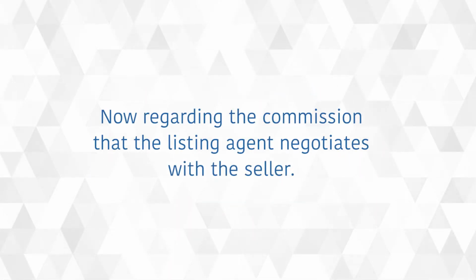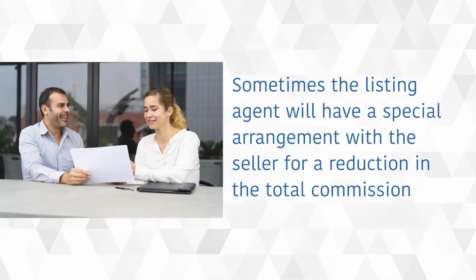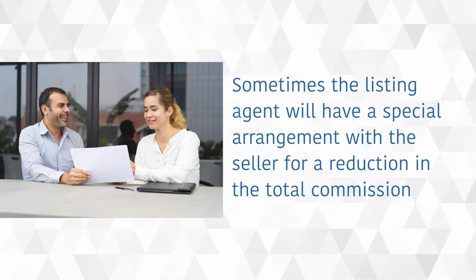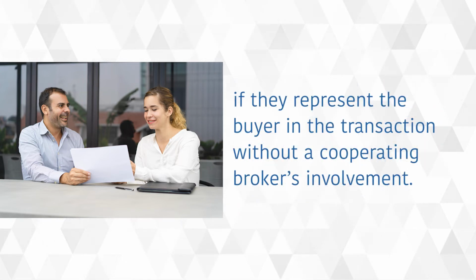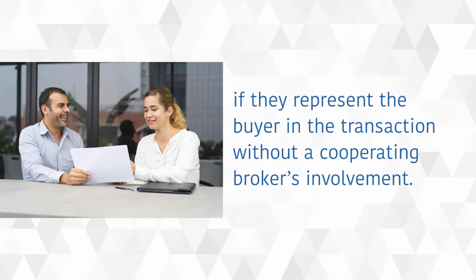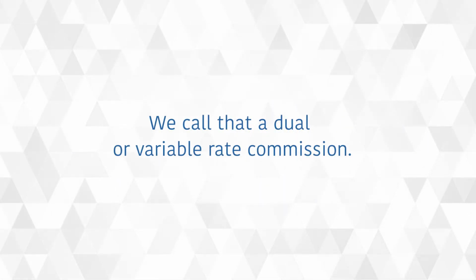Now, regarding the commission that the listing agent negotiates with the seller, sometimes the listing agent will have a special arrangement with the seller for a reduction in the total commission if they represent the buyer in the transaction without a cooperating broker involvement. We call that a dual or variable rate commission.